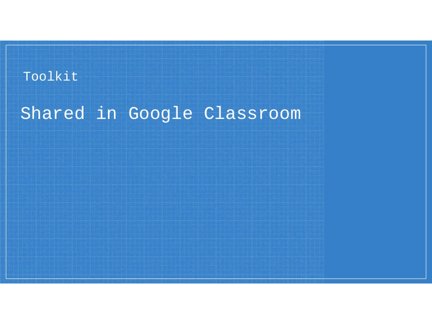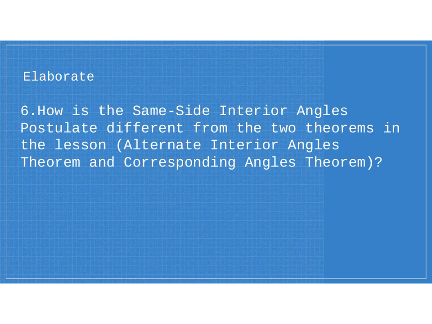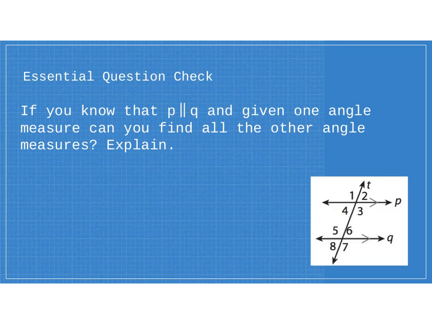All right, so there's a toolkit. We shared this in Google Classroom. I'll go over it a little more in class of what we want to do with this. Elaborate. How is the same side interior angles postulate different from the other two theorems in this lesson, alternate interior angles and corresponding angles? So of the three of them, same side interior is different. How? Be ready to answer and justify your answer in class.